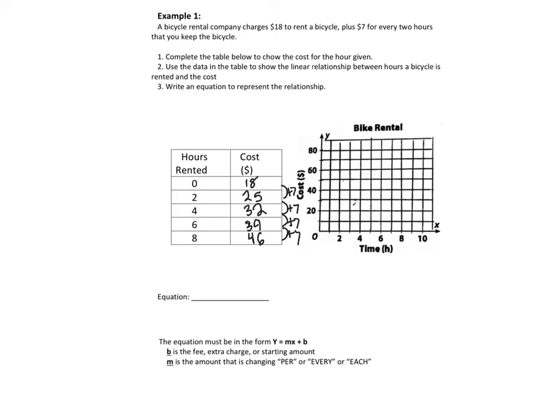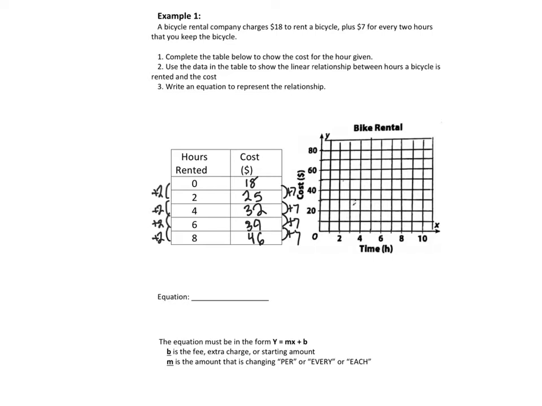Now the other thing we need to look at is how much the other side of the table jumps up as well. So from 0 to 2, it is a plus 2. From 2 to 4, it's a plus 2. 4 to 6 is a plus 2. And 6 to 8 is a plus 2. So now we need to graph our points. So we use the points in the table, 0, 18, and we go and graph it on the line.